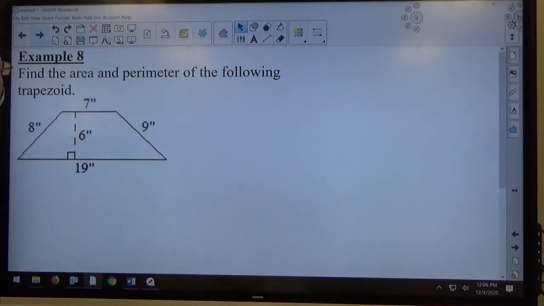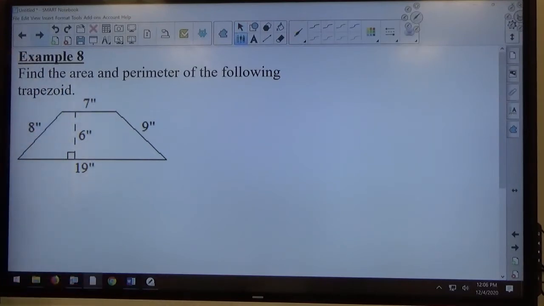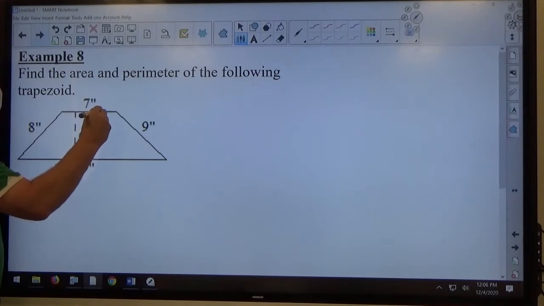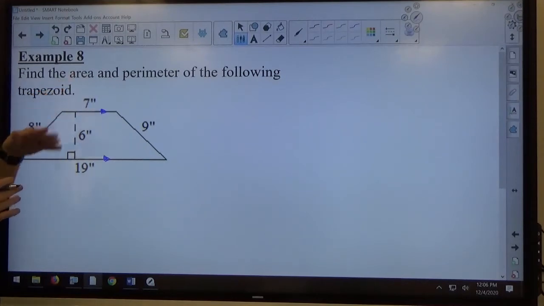Okay, example 8 says find the area and perimeter of the following trapezoid. So a trapezoid is a geometric quadrilateral. The property of a trapezoid is that one pair of sides is parallel only. So this side's parallel to that side. The ones that look parallel are the parallel sides. Once they say trapezoid, you have to have parallels, so the ones that look parallel are parallel in that case.